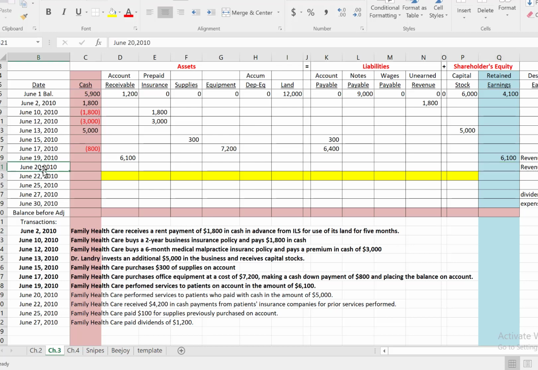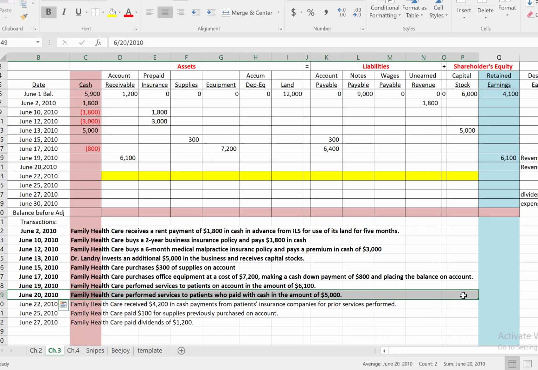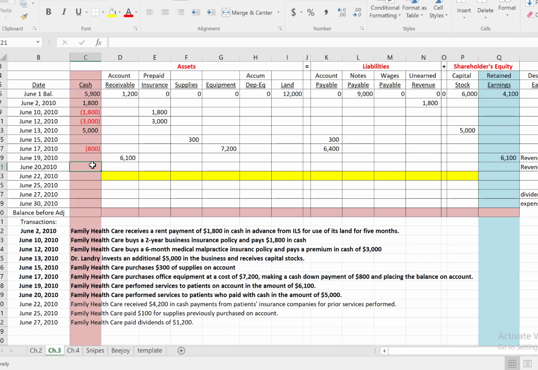Let's look at the next transaction on June 20th. Family Healthcare performs services to patients who pay in cash for the amount of $5,000. So on June 20th, we actually received cash of $5,000. This still is revenue, so the revenue is $5,000 as an increase in retained earnings.